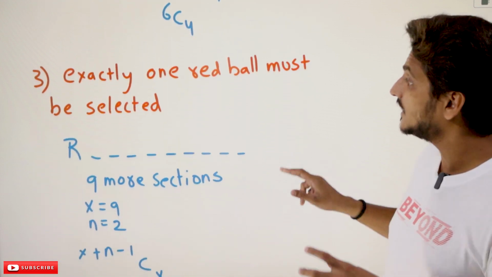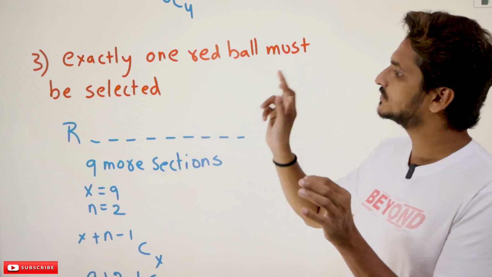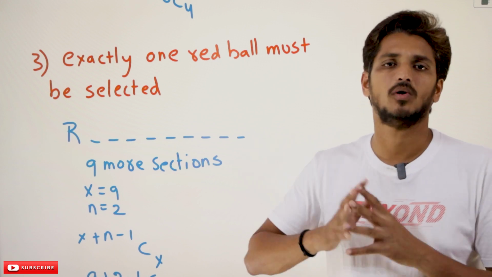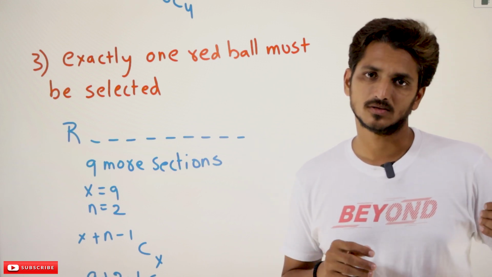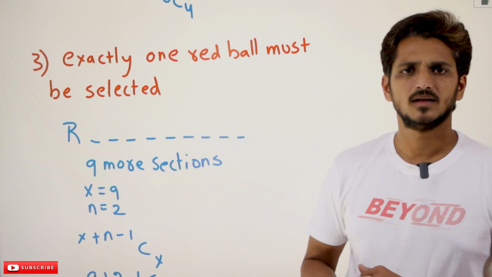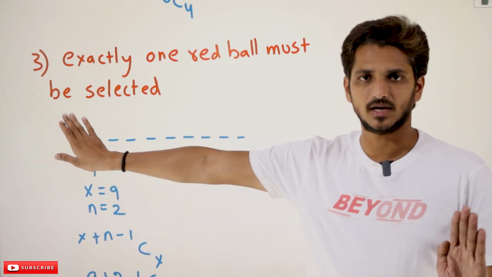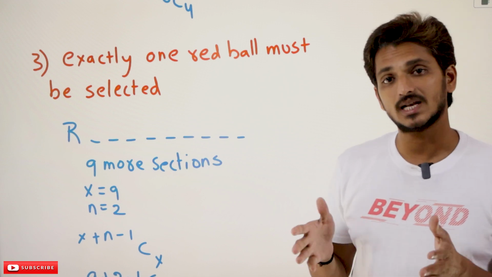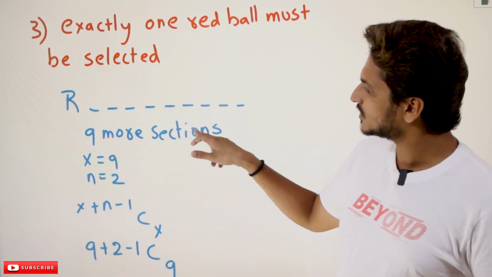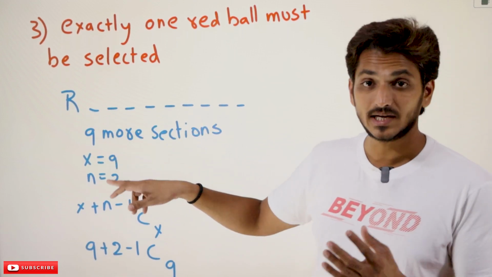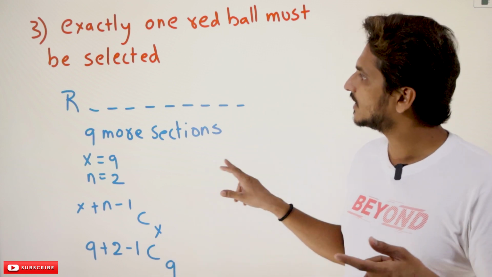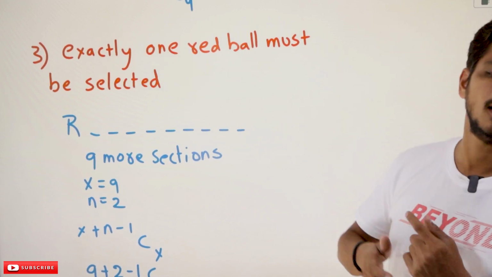Now coming to exactly 1 red ball must be selected. Exactly means 1 red ball should be selected, not more than 1 red ball and not 0 red balls also. So 1 red ball should be selected. What are the remaining selections? This is compulsory. Red ball should be compulsory. Keep it aside. And what are the remaining selections? How many selections are there? 9 selections are there. So out of these 9 selections, you can take blue balls and you can take white balls. You are not supposed to take red balls because our question is exactly 1 red ball.